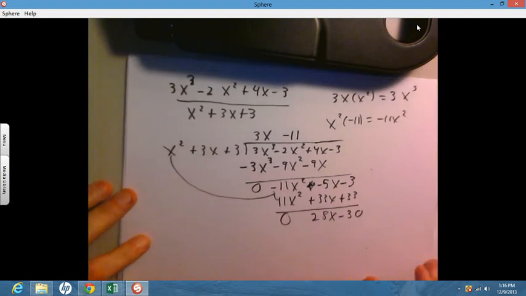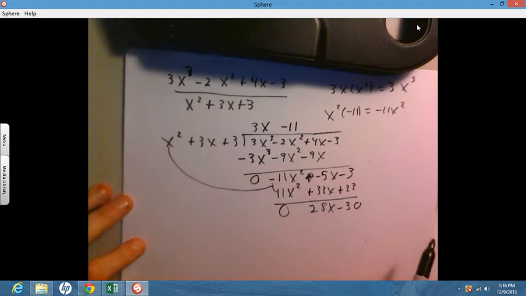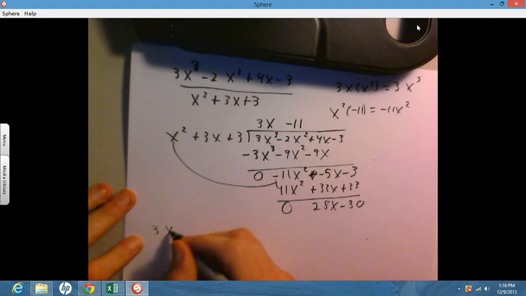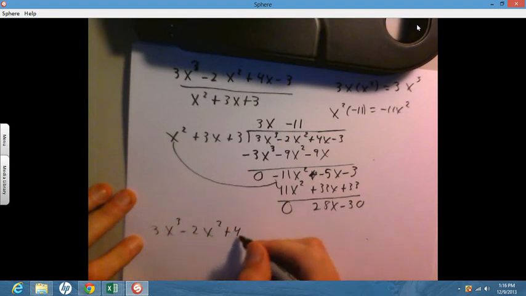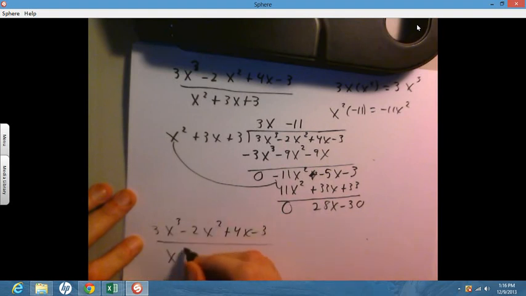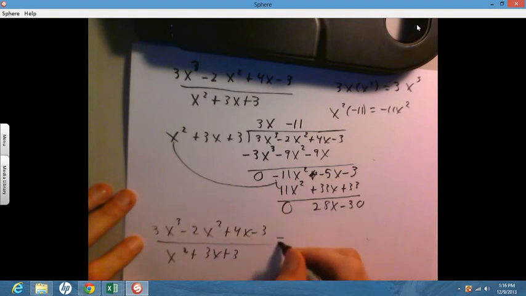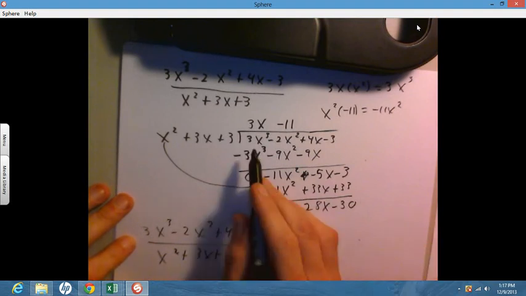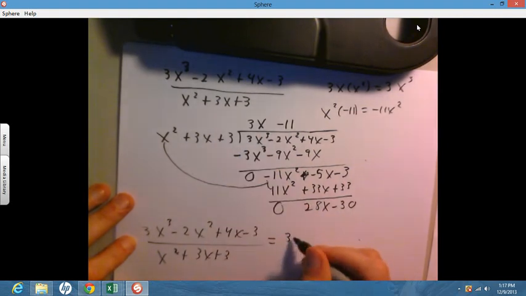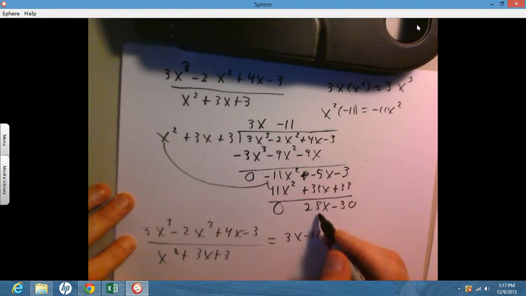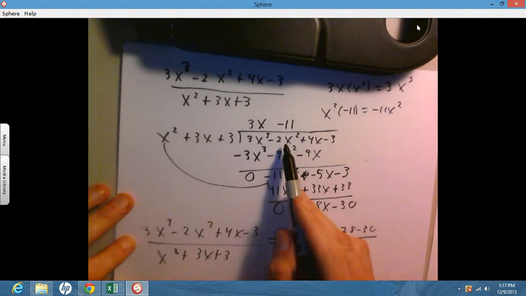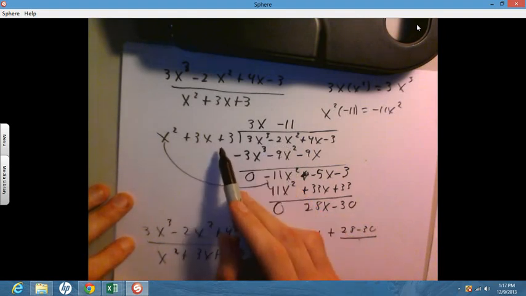So here's how I'm going to write my answer. I am going to have my original problem, which is 3x cubed minus 2x squared plus 4x minus 3 divided by x squared plus 3x plus 3, is equal to the quotient, which is 3x minus 11, plus the remainder, which is 28x minus 30, divided by the divisor, which is x squared plus 3x plus 3.